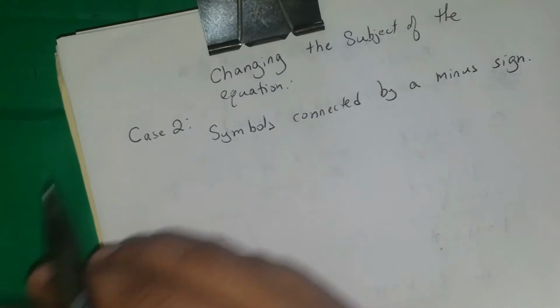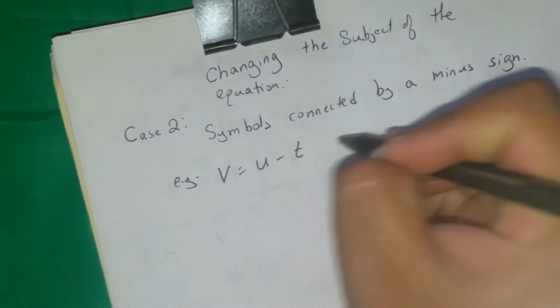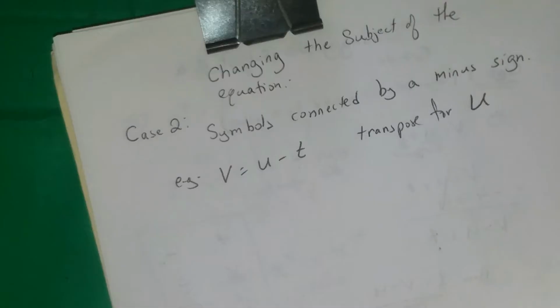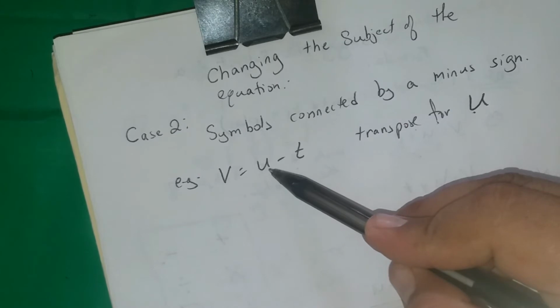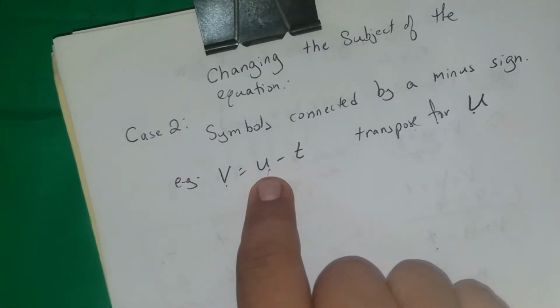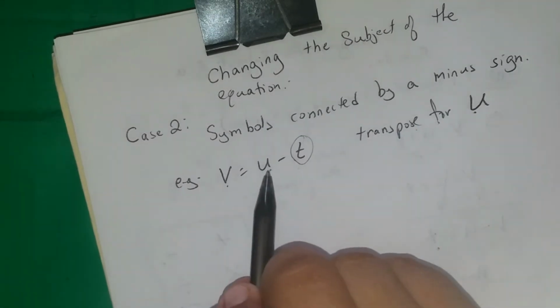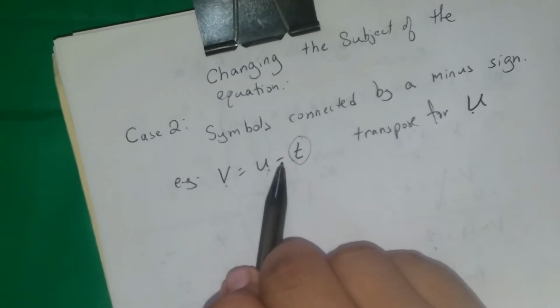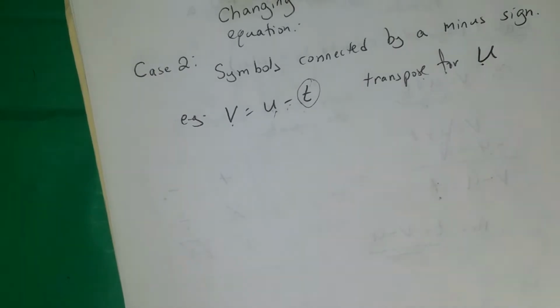Let's take a look at one from the previous example. Here, notice that you have v equals u minus t, and it says transpose. Now notice the whole equation. When it says transpose for u, it means leave u by itself, and all the rest must be on the other side. So if I want to make u the subject of the equation, I need to get rid of t. The sign between them is minus, so I will have to add or subtract, but the gist is that it has to become 0.